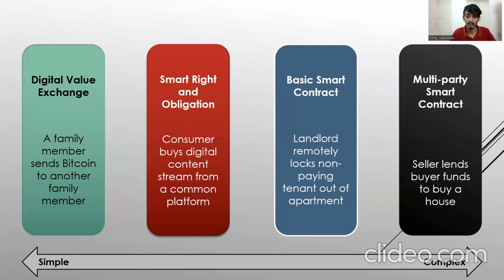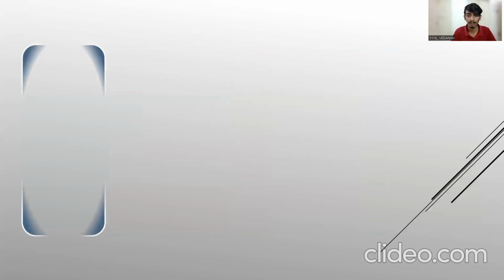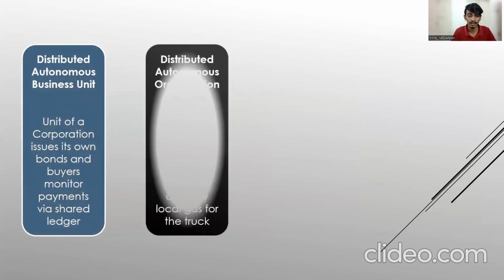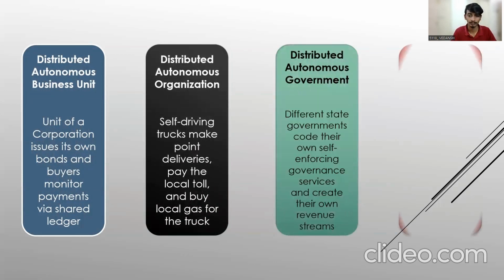Then the basic smart contract, from where the complexity increases step by step. A landlord remotely logs a non-paying tenant out of an apartment. This is a basic smart contract usage. In another one, a seller lends a buyer funds to rent a house. As we move towards the right, the complexity of the smart contract application increases.